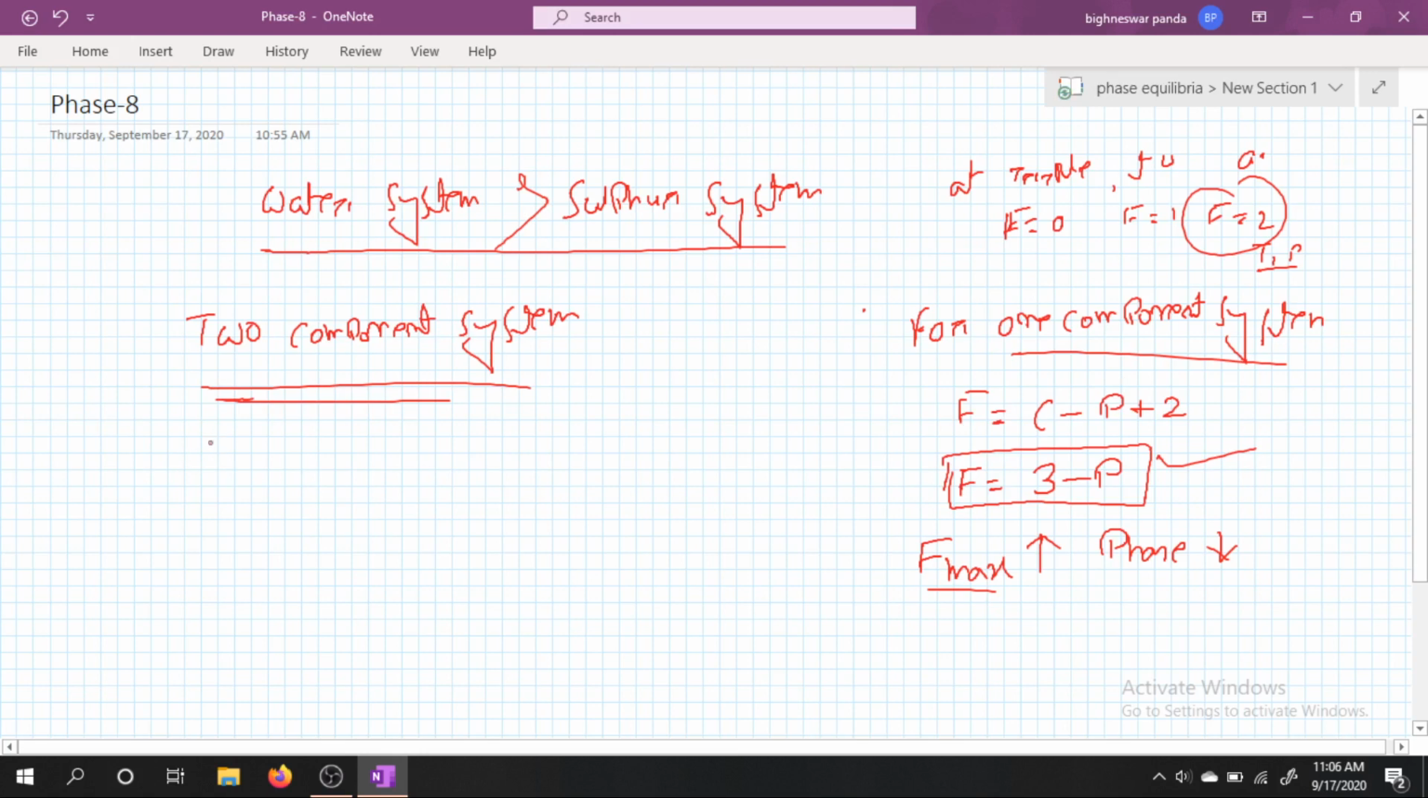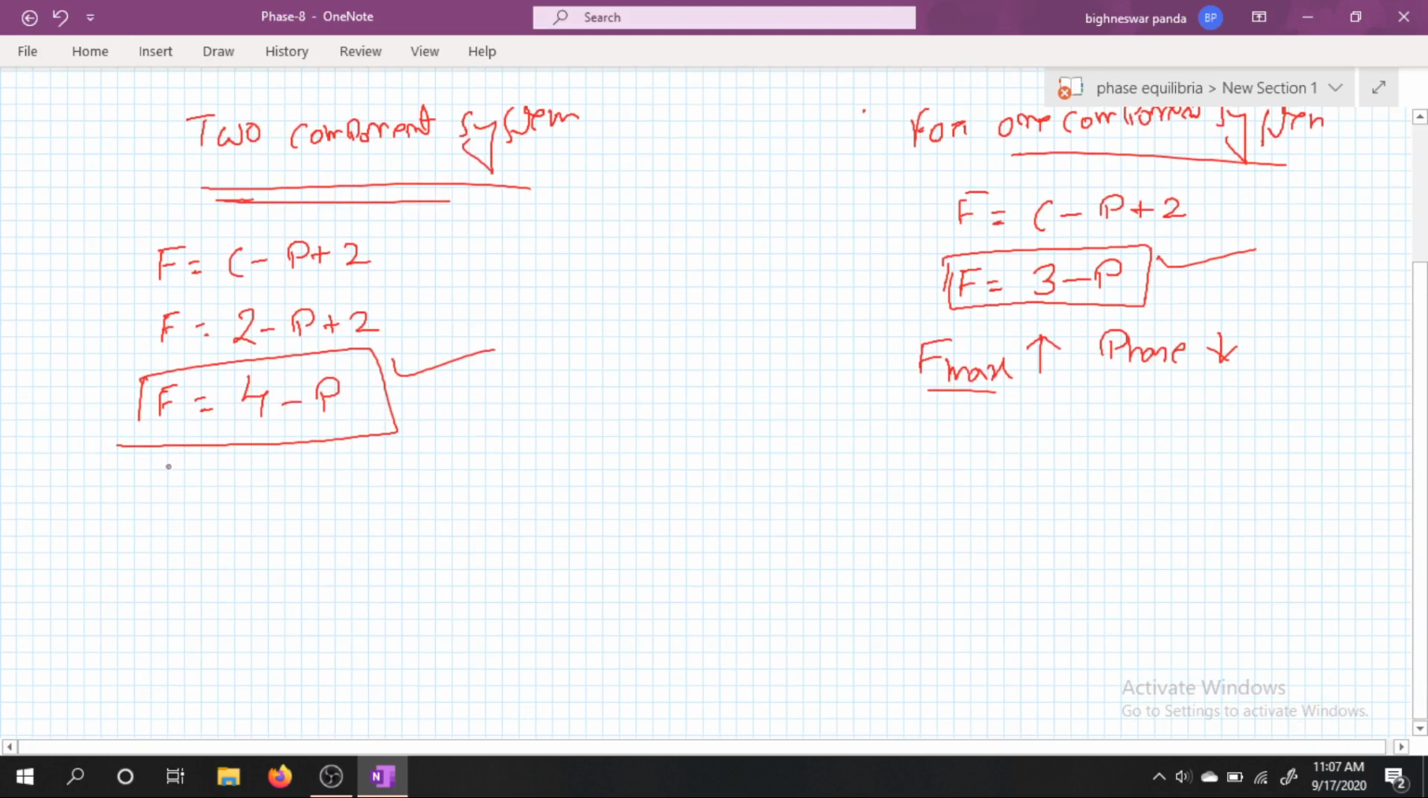For a two component system, the degree of freedom F = C - P + 2. So F = 2 - P + 2, so F = 4 - P, and this is for a two component system. When will there be maximum degree of freedom? When there is maximum degree of freedom, the phase should be minimum, that is, the system should be in one phase. Consider phase equal to 1, it is minimum.